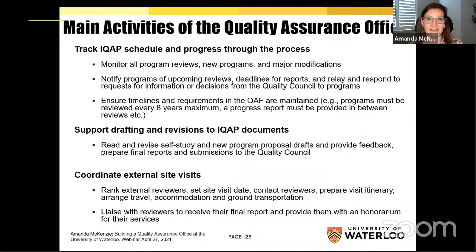So again, the main activities for the quality assurance office, in a little more detail, is I've talked about the ICAP that we follow and that we monitor, new programs, existing programs, and major modifications. But part of that work is also notifying them when their review is coming up, what the deadlines are for reports. We relay and respond to requests of information from the Quality Council. And again, we're watching those timelines.